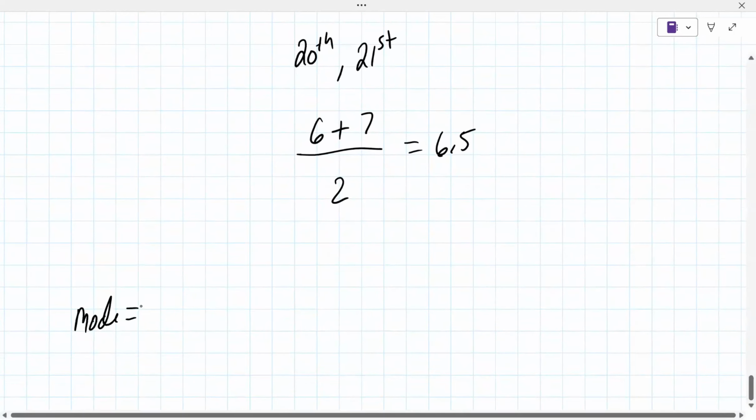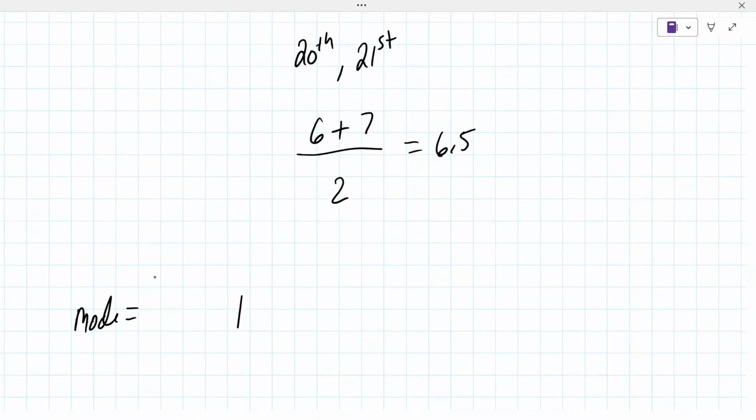So for the mode, you're going back to the table and you're looking for the highest frequency.